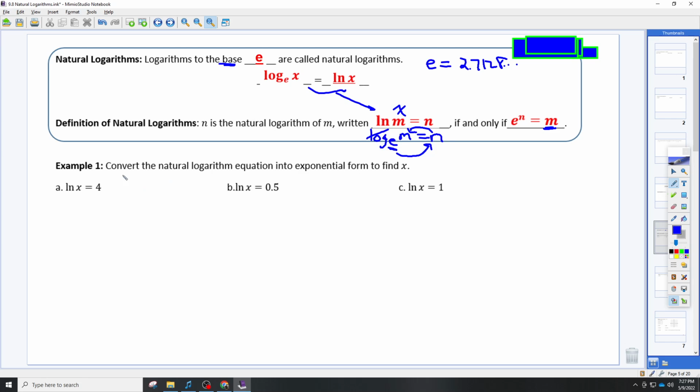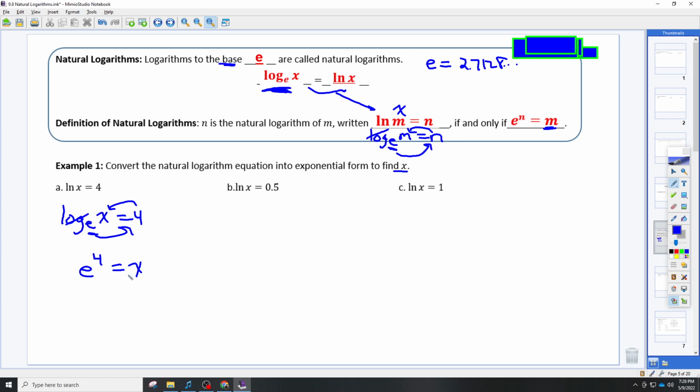So let's try an example. Convert the natural logarithm equation into exponential form in order to find x. We're going to do ln of x equals 4. Now I'm going to replace it by writing it like this, because that way it's easier to figure out how to solve it. We can do log base e of x equals 4. Now I'm going to change it to exponential form. This is where we get rid of the log. We start with our base e, so we do e to the 4th power equals x.